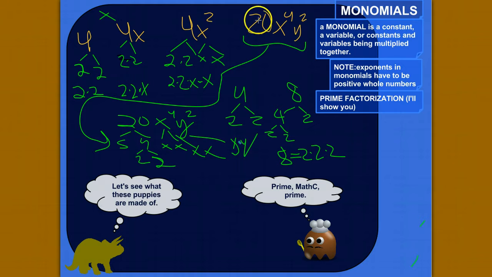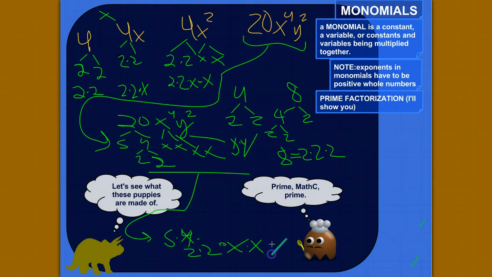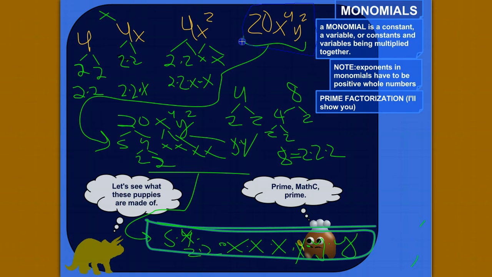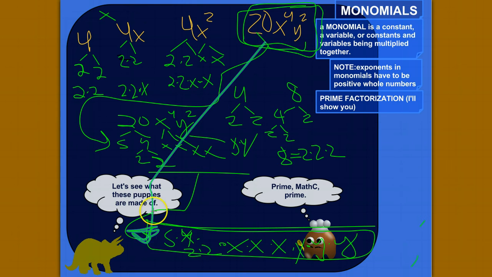So really this monomial, 20 x to the 4th y to the 2nd, we could rewrite as 5 times 2 times 2 times x times x times x times x times y times y. Now, I don't know why you would want to write it like that. It's really nice to write it simply like this. But if you understand that what this is really saying is this, I think you'll have a better concept of what a monomial is.